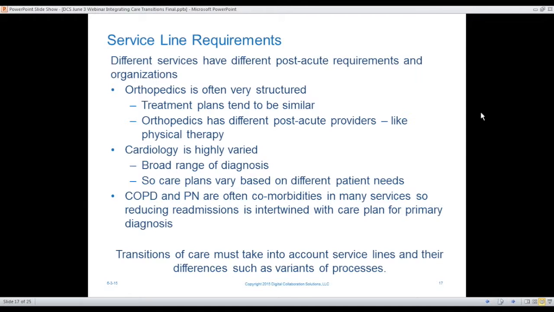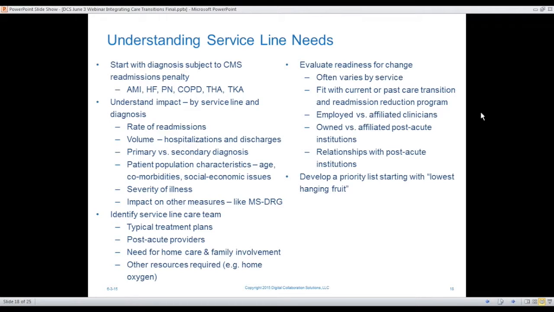To understand service line needs, we have suggested approaches here. Start with the diagnoses that are subject to CMS penalties. Understand the impact by service line and diagnoses, rate of admissions, the volume. If you've got a high rate of admissions but only have 4 patients a year, maybe you don't care, versus not quite as high a rate of admissions, but this is hundreds and hundreds of patients. So look at the volume and the rate interconnected. Look at the related population characteristics, comorbidities, and severity, so that you can understand which areas and which diagnoses and which service lines have the greatest need.